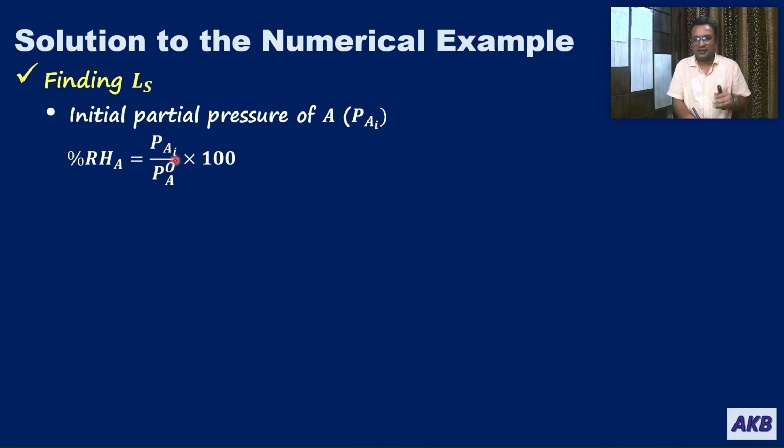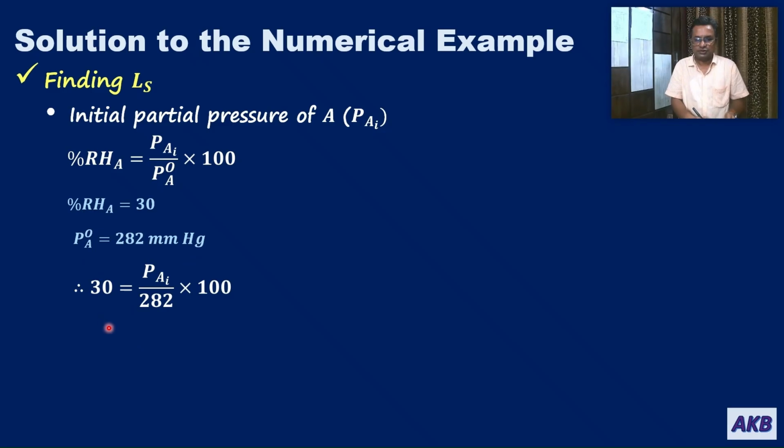Where PAI, as I said, is the initial partial pressure of acetone, which we will be finding. PA0 is the vapor pressure, which is given to us. Percentage relative humidity is given to us, it is 30. PA0 is 282 millimeter of mercury, the vapor pressure. So if I use these values, it will be 30 is equal to PAI upon 282 into 100.